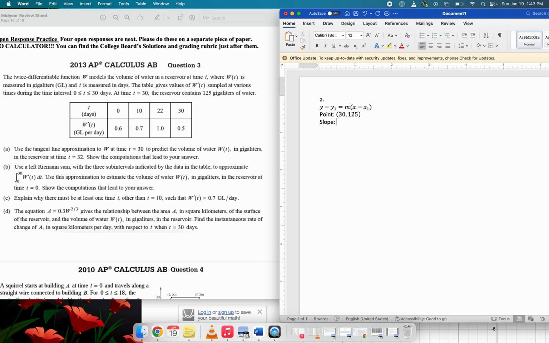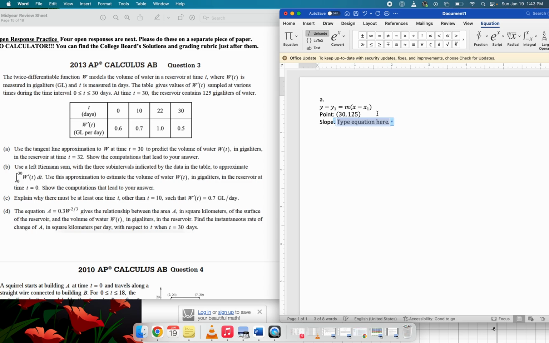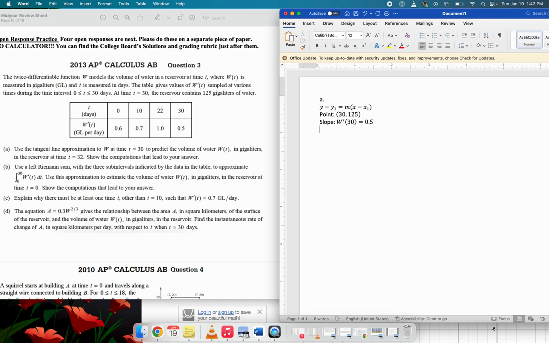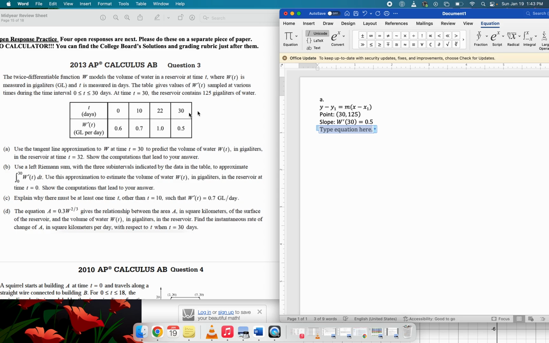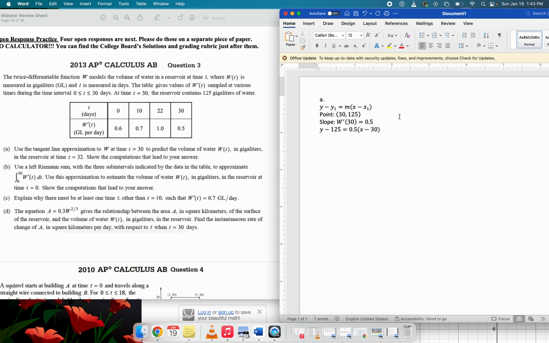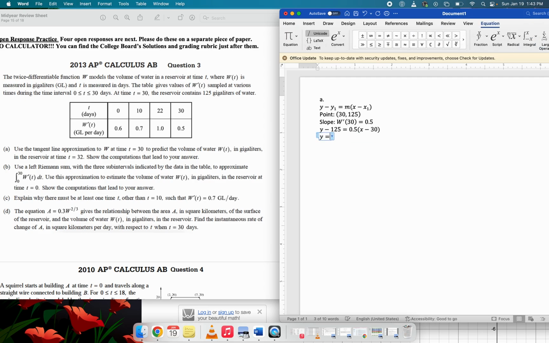Now what's the slope? Well, the slope is just your derivative evaluated at 30. So w prime of 30, which you can find from the table, is 0.5. So plugging all that in, I have y minus y1, which is 125, equals m, which is 0.5, times x minus x1, which is 30. And that would be the equation of the tangent line, but I would say that, again, the letters are kind of wrong here.